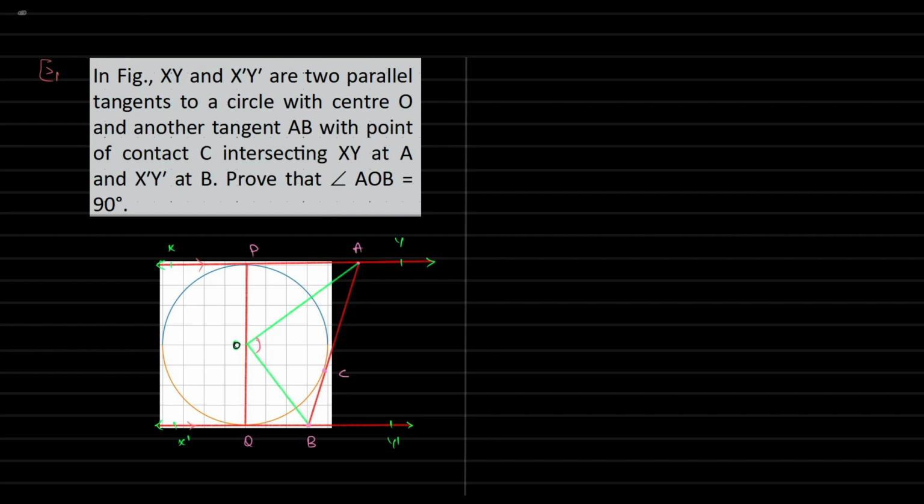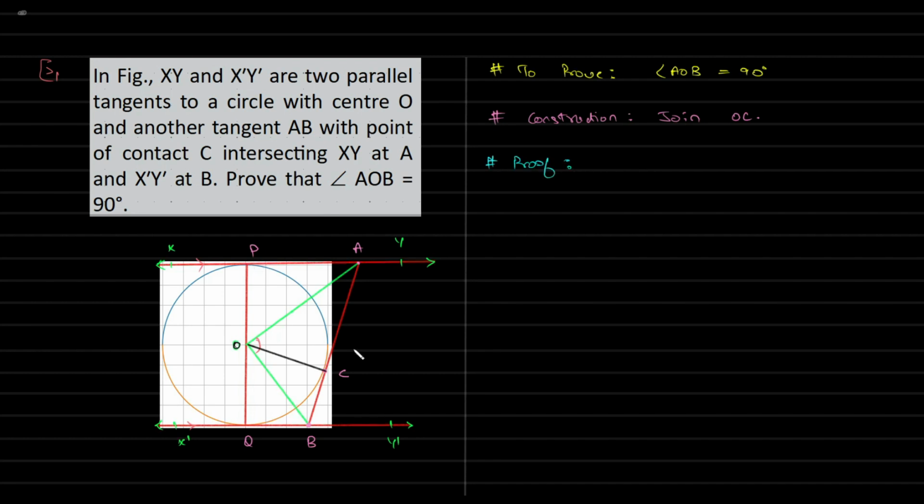So how do you go about doing it? I'll give you a clue. One of the things that we have to do is join OC. Now let's begin our proof. To prove angle AOB is equal to 90 degrees, how will we go about doing it? First, we did a construction, right? We join OC. Then we have the proof.